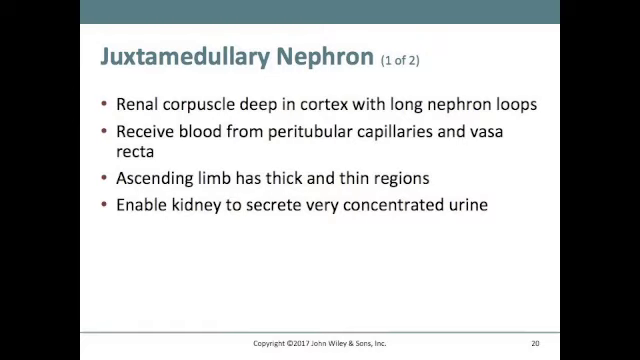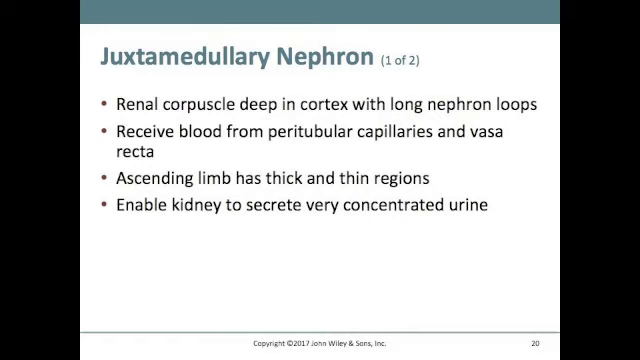So the other 15 to 20% of nephrons are called juxtamedullary nephrons. Their renal corpuscles lie deep in the renal cortex, close to the renal medulla, and they have a long nephron loop that extends into the deepest regions of the renal medulla.